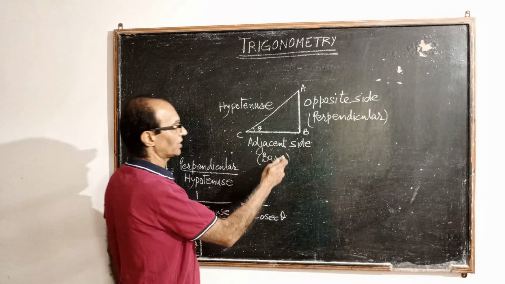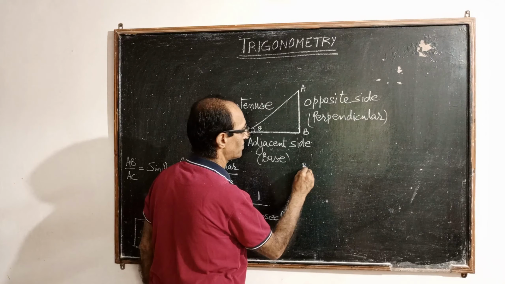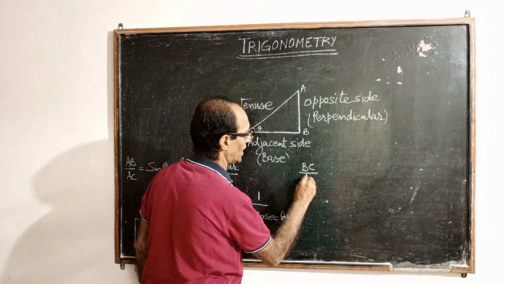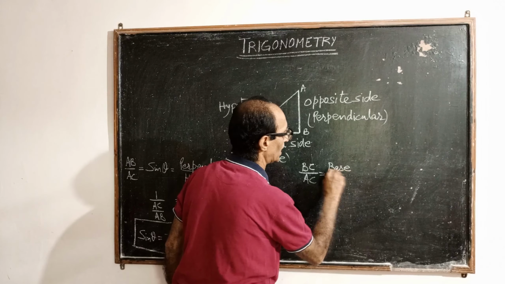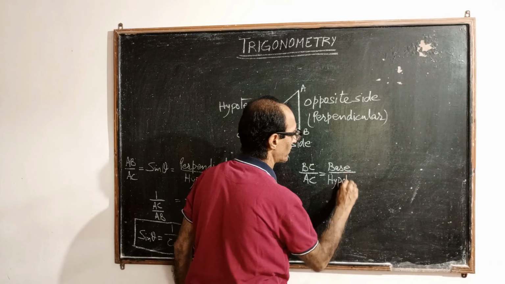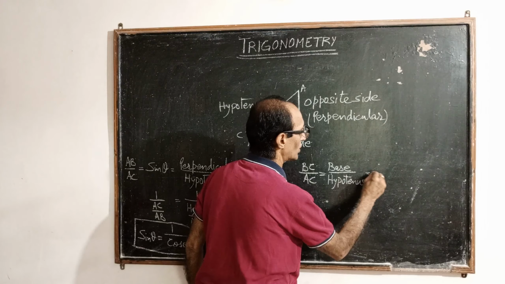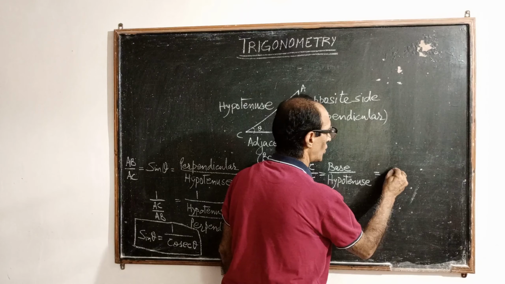Second one was this base upon hypotenuse. Base is BC divided by hypotenuse, that is AC. We say that this is base upon hypotenuse, cos theta.